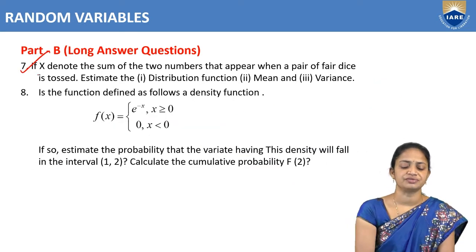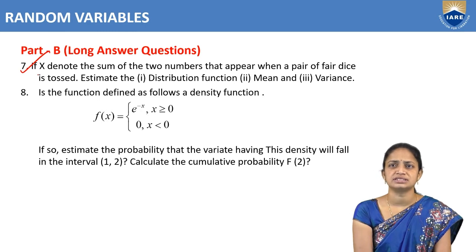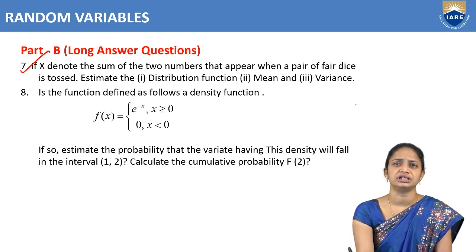Coming to the next question, here x denotes the sum of two numbers that appear when a pair of fair dice is tossed. Estimate first the distribution function, that is nothing but the discrete probability distribution or probability distribution table, second the mean, and third the variance.